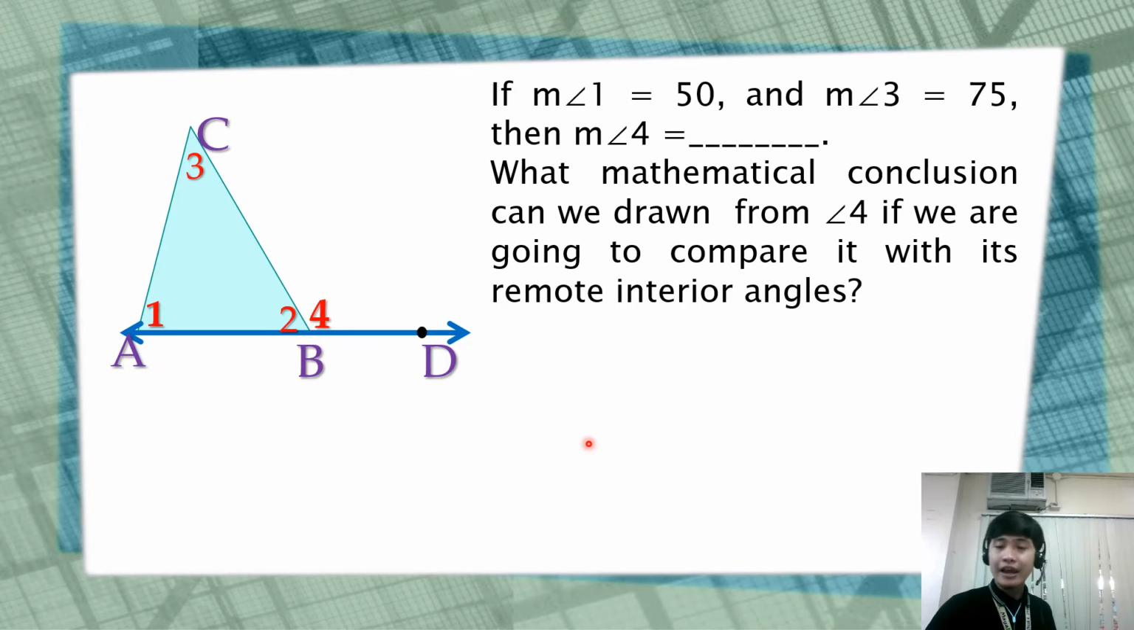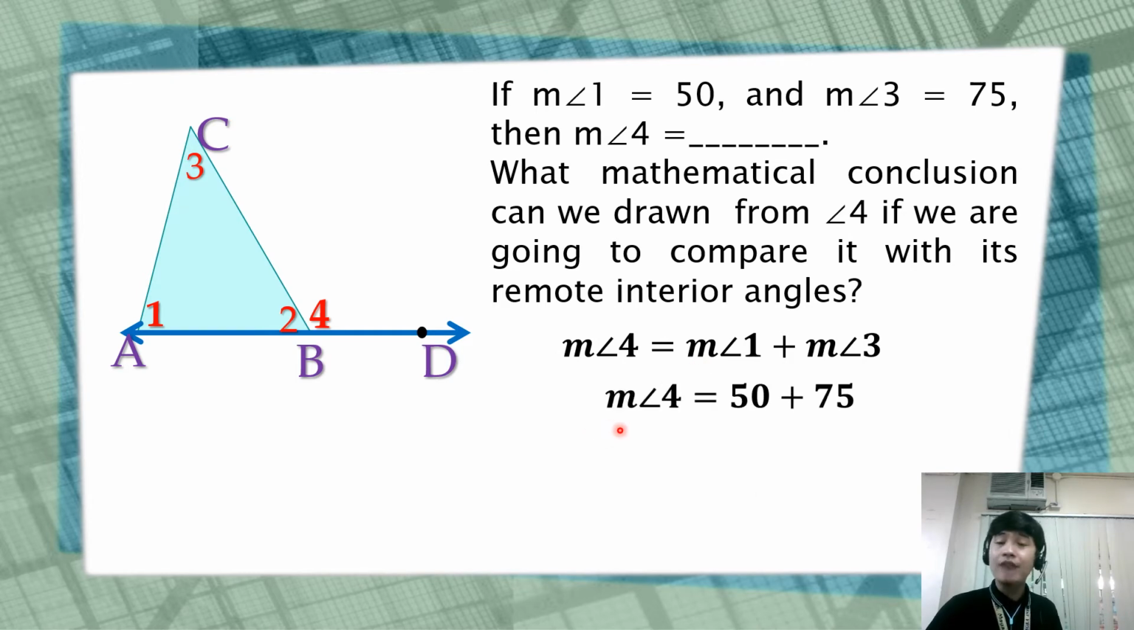Okay? So again, the measurement of angle 4 using the exterior angle equality theorem, that is equal to the measurement of angle 1 plus the measurement of angle 3. So, substituting these given values here, we have the measurement of angle 4 is equal to 50 plus 75. So, itong 50 tsaka 75 na yan, yung mga given dun sa problem natin. Si angle 1 ay 50, si angle 3 ay 75. So, simplifying this further, the measurement of angle 4 is 125. So, nasagot natin yung unang tanong.